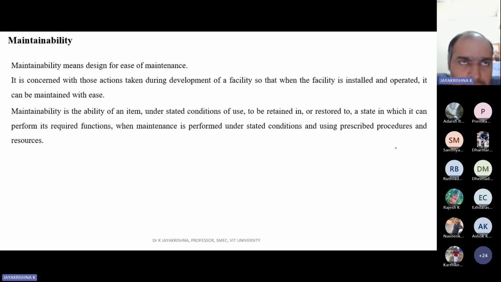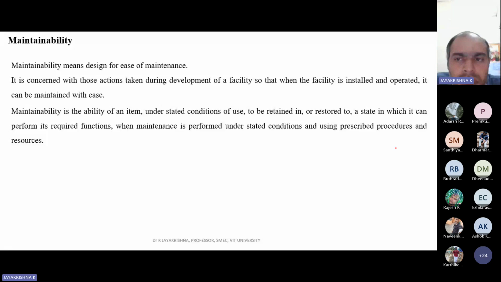Maintainability means design for ease of maintenance. For example, it is easy to remove a refill from a pen and put in a new one. It is easy to disassemble the tires from a vehicle. You can easily oil the chain of your bike or cycle and run it. So whenever a system allows you to carry out maintenance very easily, I call that maintainability.